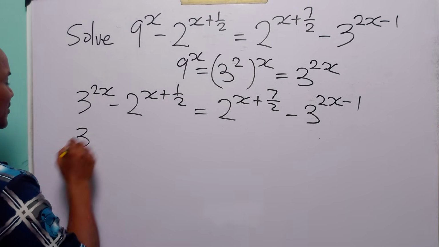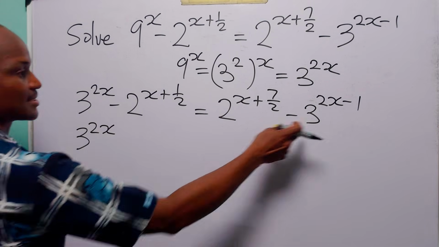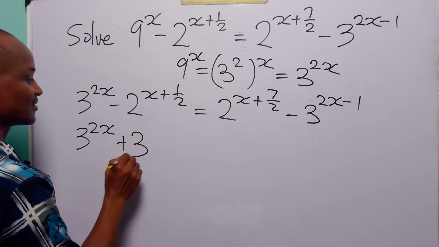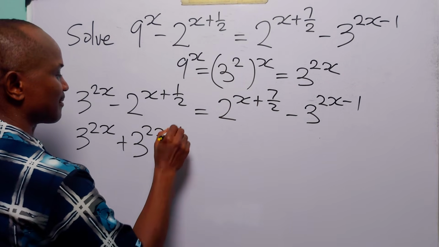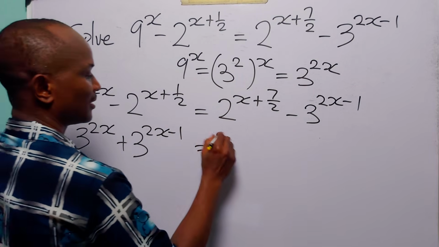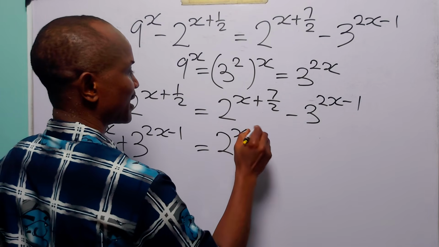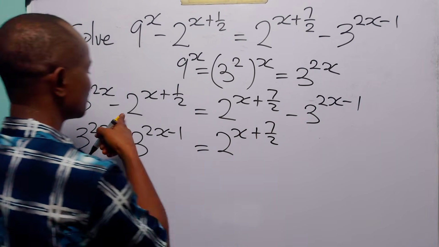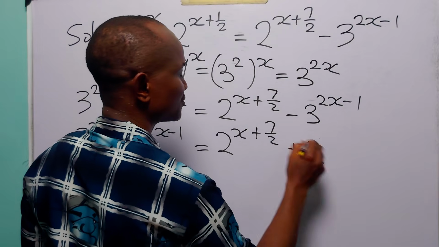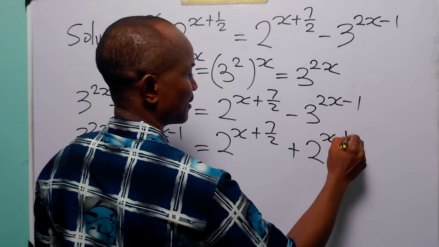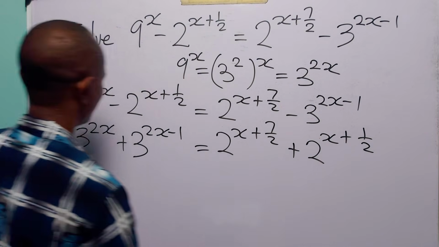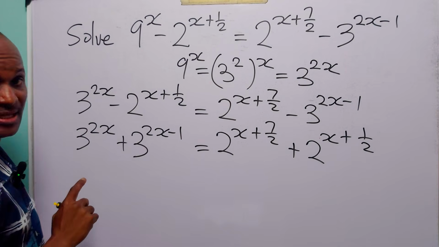When we do that, we have 3 to the power 2x plus 3 to the power 2x minus 1, and that is equal to 2 to the power x plus 7 over 2 plus 2 to the power x plus half. Now let us look at this term.